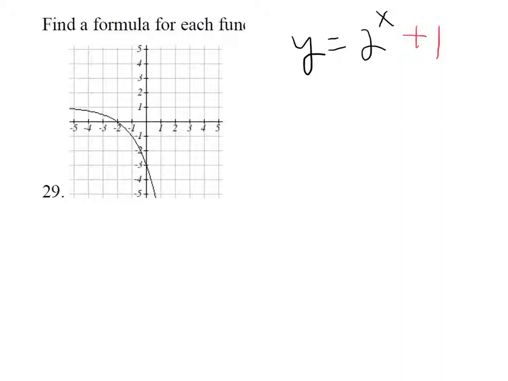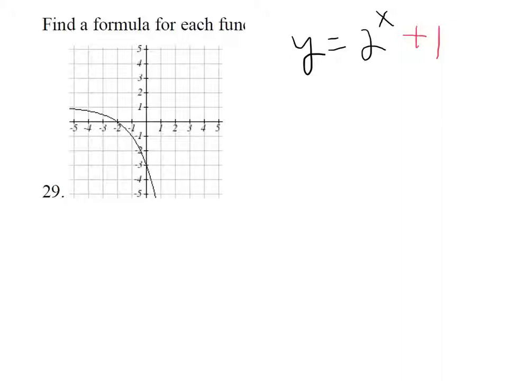Well, is that true? That's going to be 1 plus 1 is 2. Well, that's not equal to -3. That tells me that there's some stretch factor, some coefficient here. And so what I need to do is solve for that coefficient. So I'm going to subtract 1 from both sides, of course. And that shows me that a equals -4. So I'm guessing I've got y equals -4 times 2 to the x plus 1.